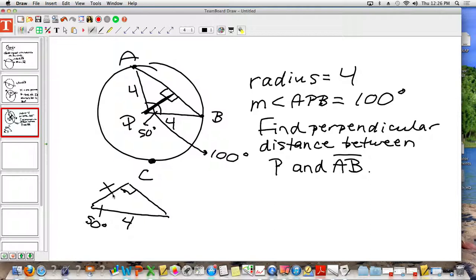So for SOH CAH TOA again, you're going to use sine, you're going to use cosine, you're going to use tangent. What are you going to use? Cosine. Now in this case, we have the adjacent side, we have the hypotenuse. Adjacent and hypotenuse is cosine. So we have the cosine of a 50 degree angle is equal to adjacent x divided by the hypotenuse, which is 4.